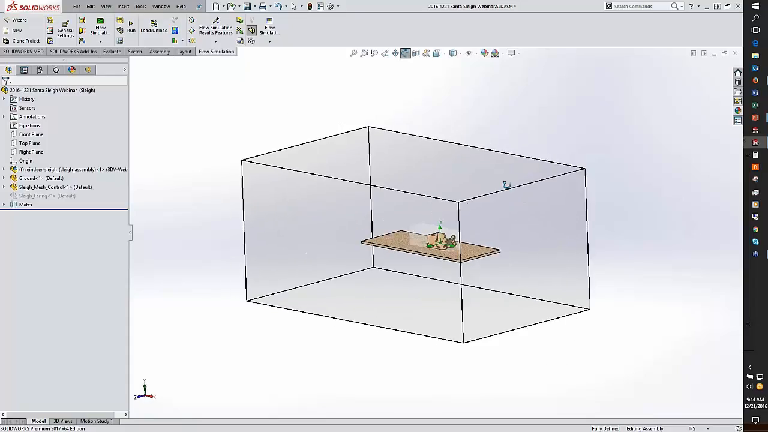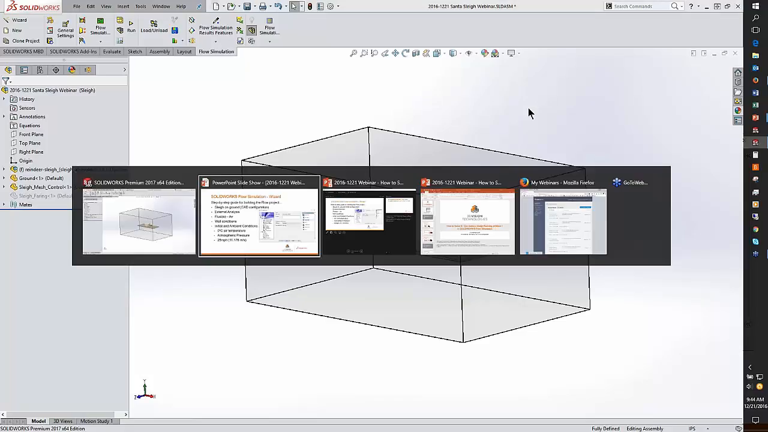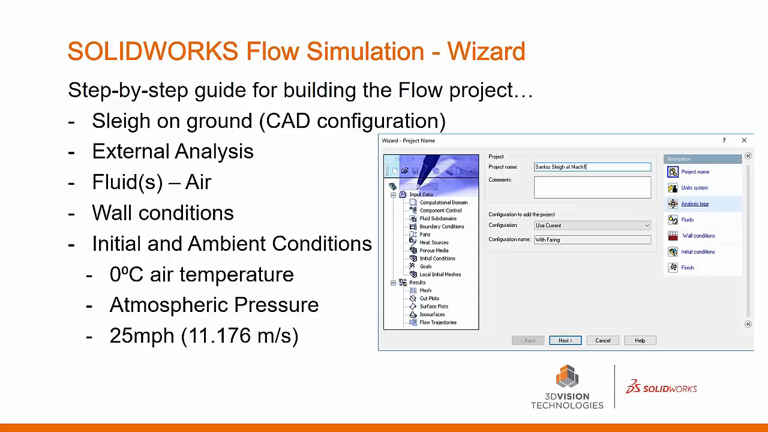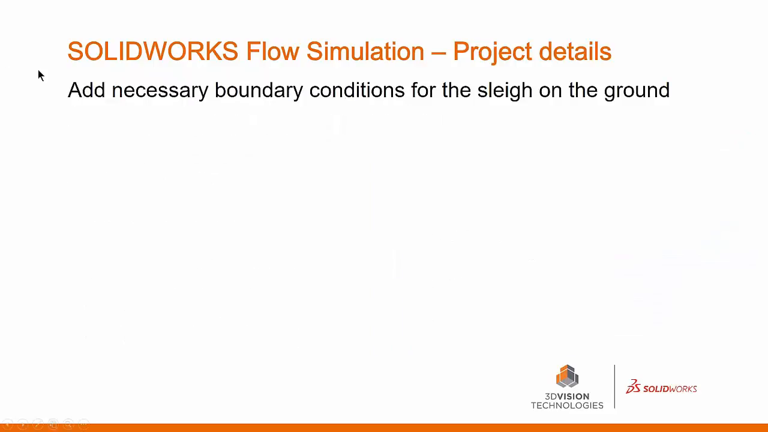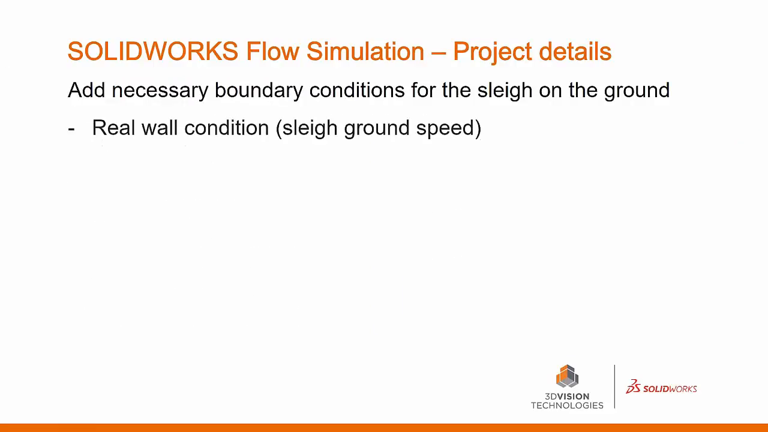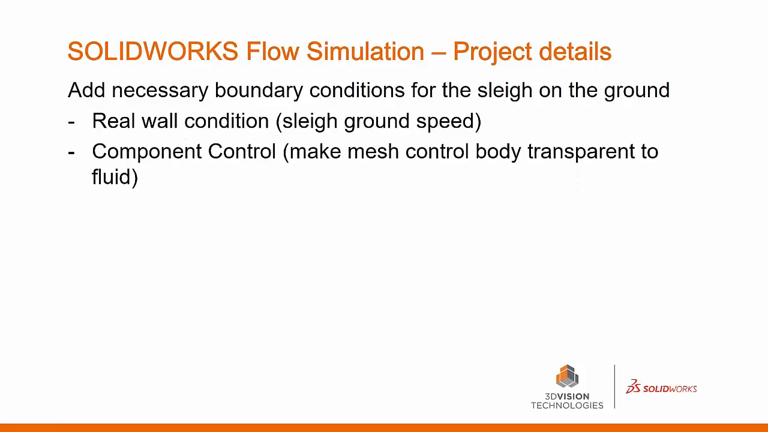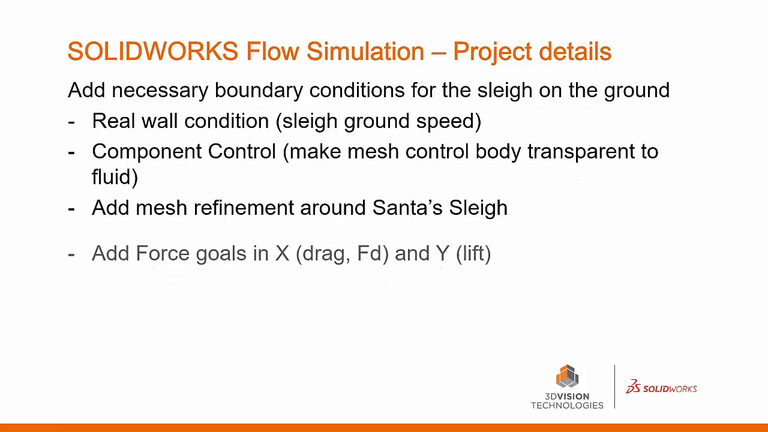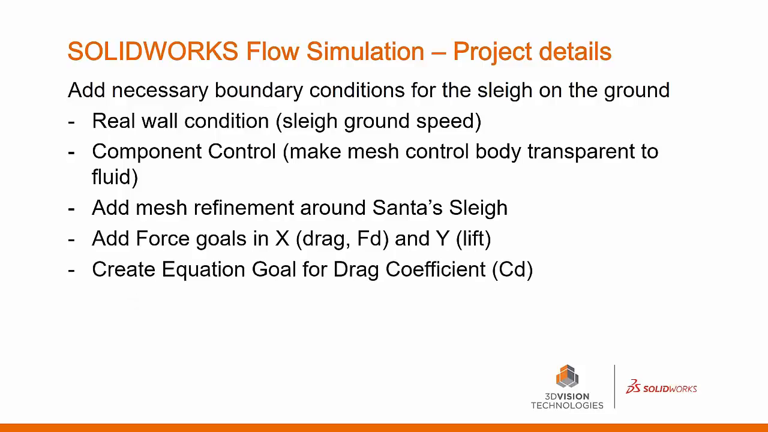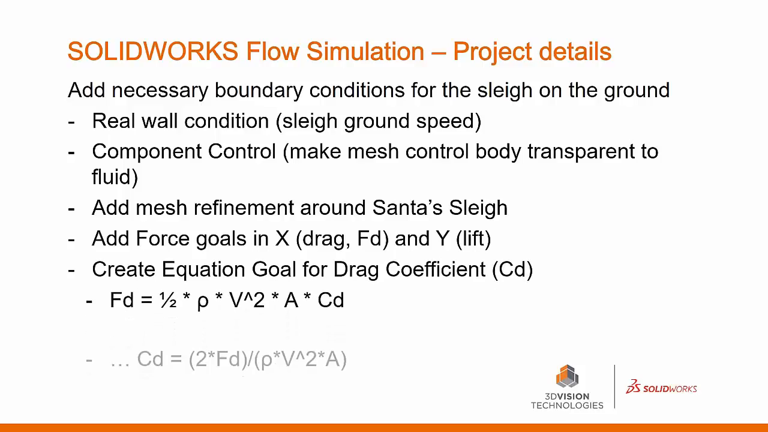Now that gray box that you see around the sleigh and the ground, that's what we call our computational domain. So now that you can see what it takes to go through the wizard, we'll take a look at what are the next things that we need to do. Well, we need to add the necessary boundary conditions for the sleigh on the ground. Well, that includes what's called a real wall boundary condition to represent the sleigh ground speed.